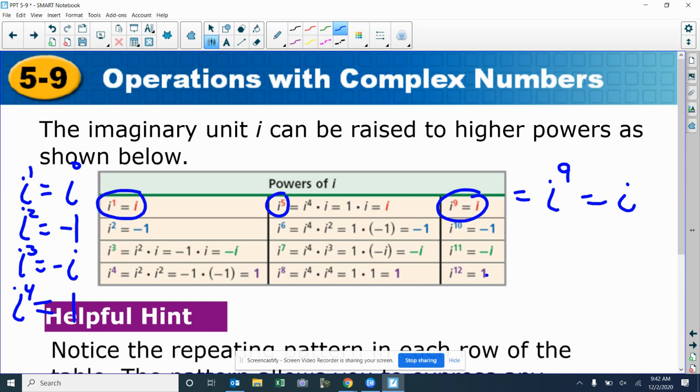Okay? Now, you understand that no matter what power we have, it's gonna be one of these right here. It's either gonna be i, -1, -i, or 1. Does everybody understand that? So, bottom line is you can guess, you got a 25% chance.